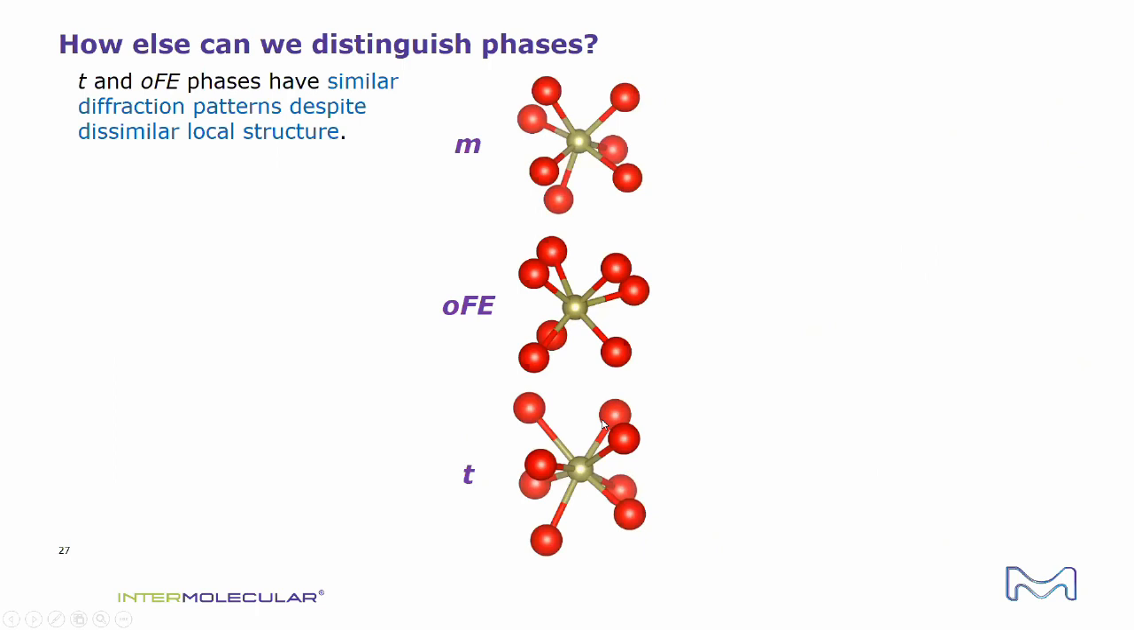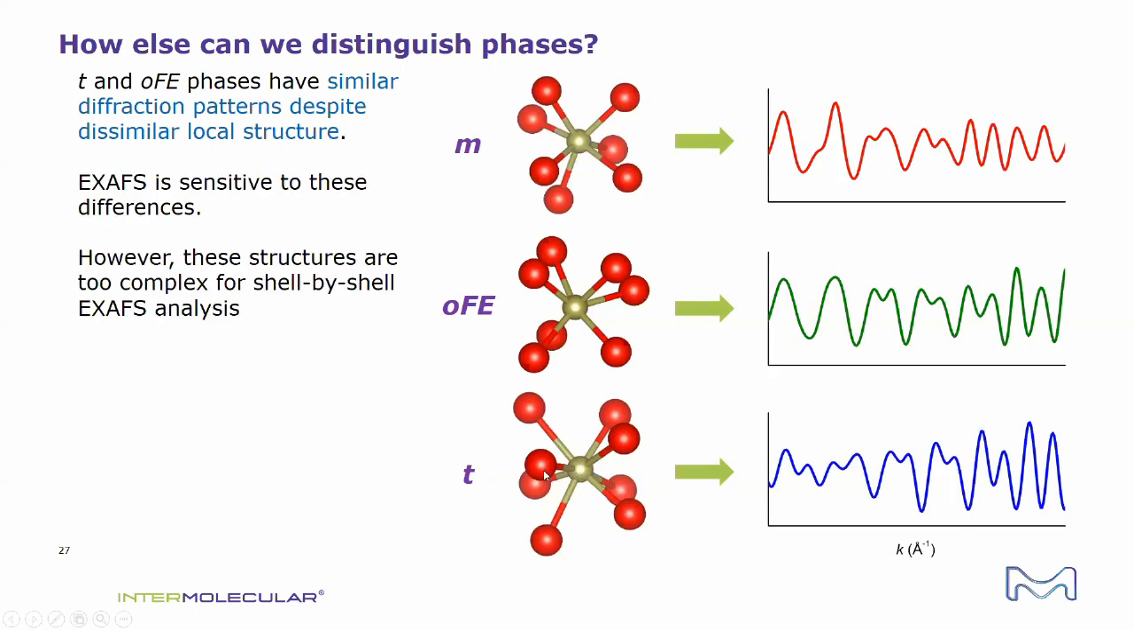So how else can we distinguish their phases? Well, you might have guessed, since this is the XAS Journal Club, that these have pretty similar diffraction patterns, but much different local structures that we can tell apart by XAFS. The monoclinic and orthorhombic ferroelectric phase both have this 7-fold metal-oxygen coordination, where each bond has a different bond length. Then we also have a much higher symmetry tetragonal coordination, where we have 8-fold metal-oxygen coordination, but we only have 2 sets of bond lengths. We have 4 short bonds and 4 long bonds. And so what that means is that if we simulate the XAFS for these different structures, then the monoclinic and orthorhombic are pretty similar, but the tetragonal is quite distinct.